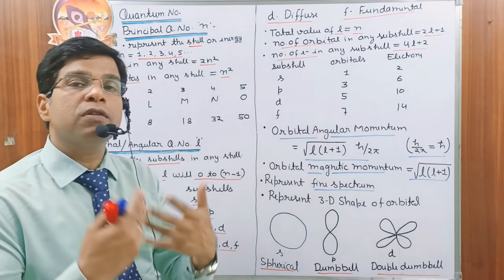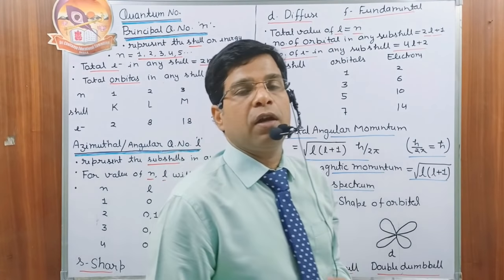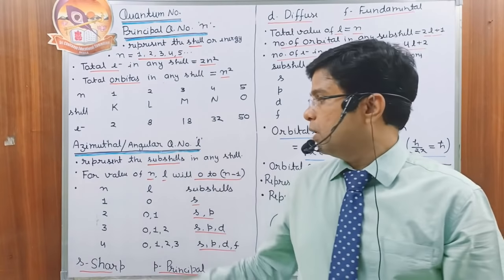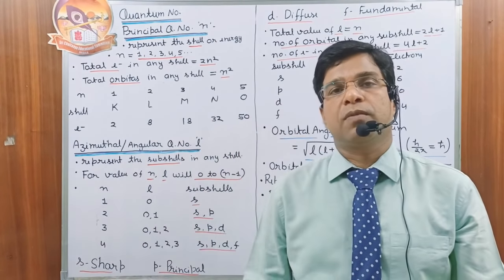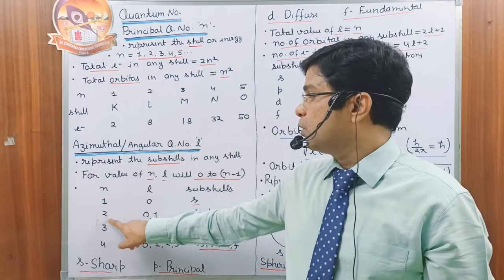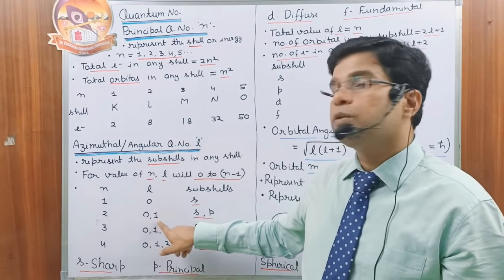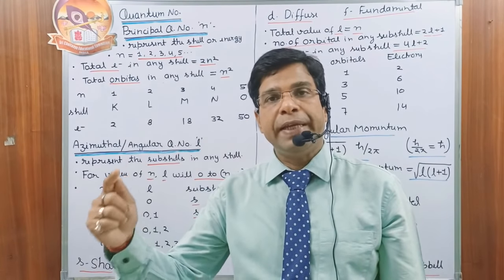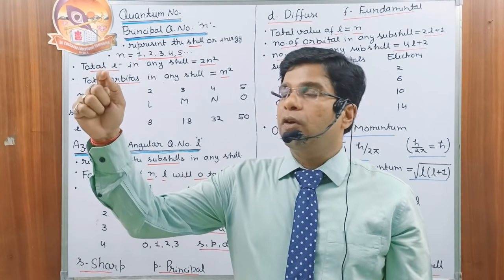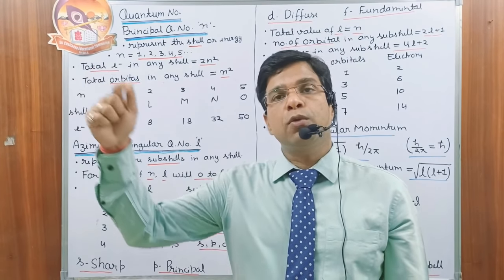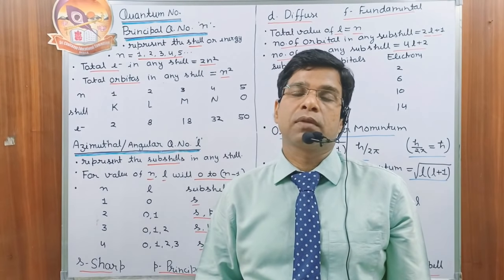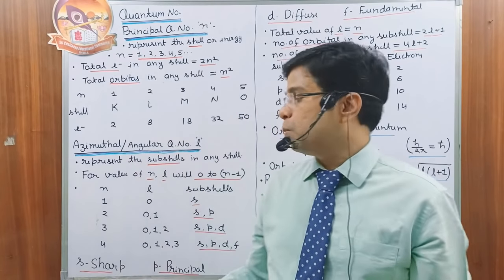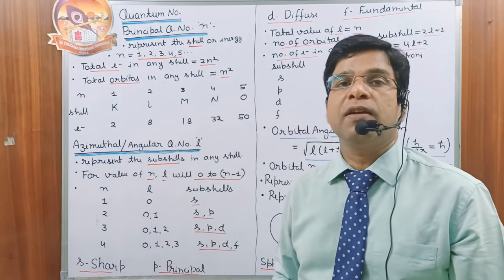Then next, it also represents the fine spectrum. Look, if n is equal to 1, only one subshell is possible. Then n is equal to 2 is made of two subshells. So suppose we have the main spectrum, a main line formed for the transition of n equal to 2 to n equal to 1, and if we see this line in high resolution spectroscopy, then this line is split into two parts. First part is 0, second part is 1.